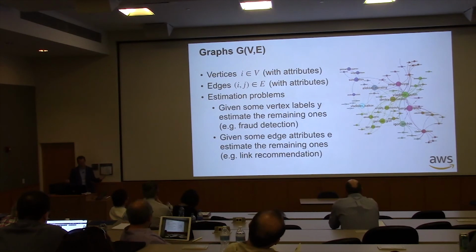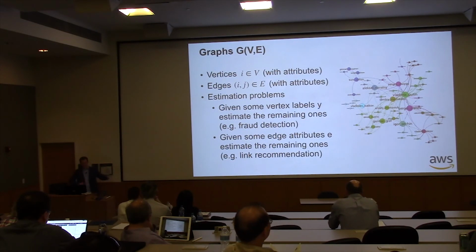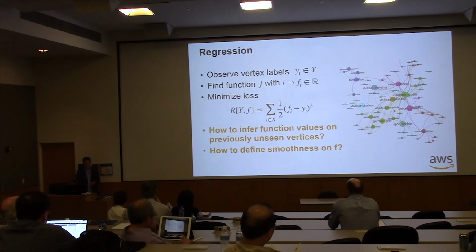So what do we really have? Well, we have some vertices with attributes and edges with attributes, and then we have an estimation problem, namely given some vertex labels, we estimate the remaining ones. So for instance, who can I trust, who I cannot trust, or given some attributes, can I make some more? For instance, which additional edges should I add? Maybe they're timestamped and so on. And let's just simplify this even further.